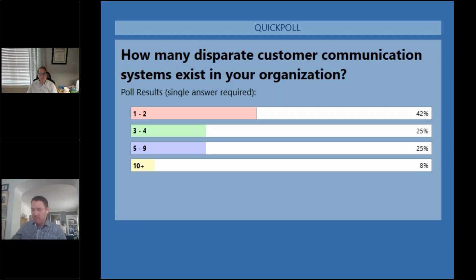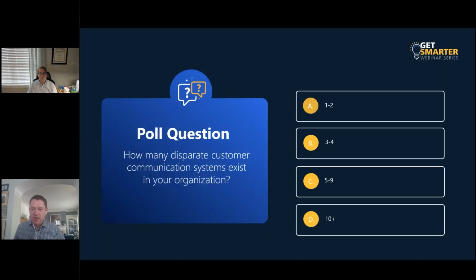It's not too surprising. It's a good mix. I'm glad to see there's more in the 1 to 2 range than I initially thought, so that is a good sign, but definitely some consolidation to be done. So hopefully these next few minutes will help you with that. Perfect. All right, Paula, you can close the poll for me if you can. Perfect. All right, let's move on.